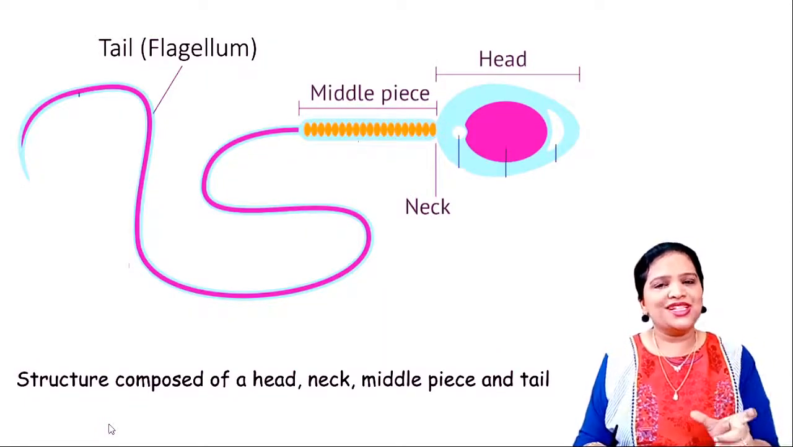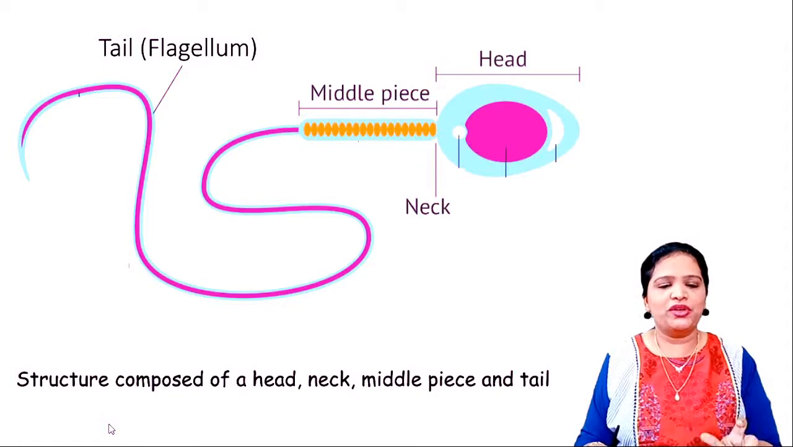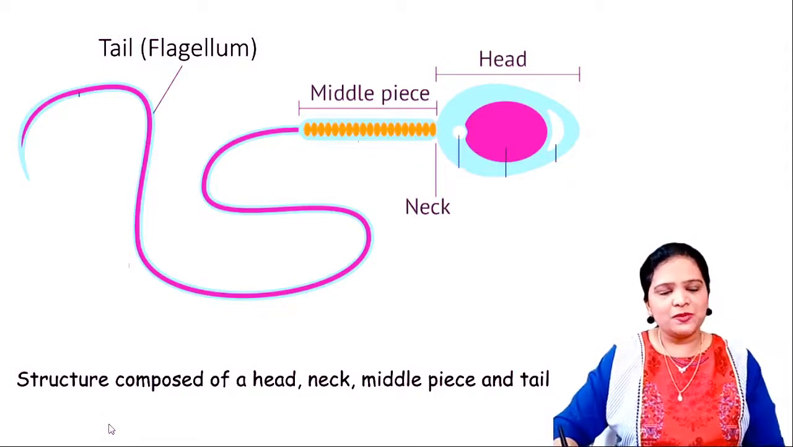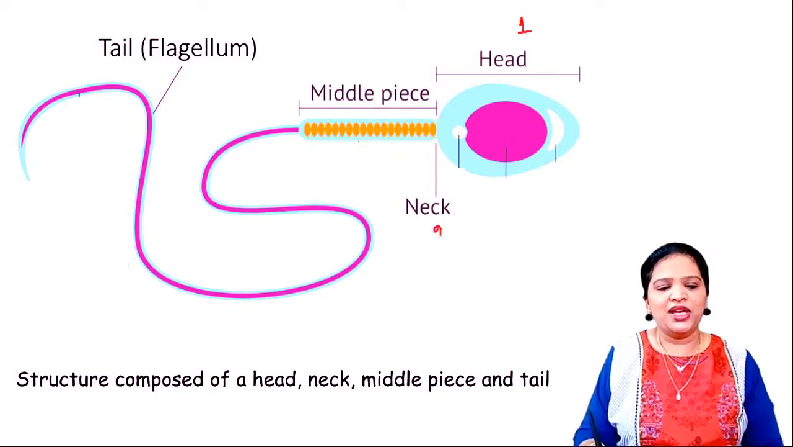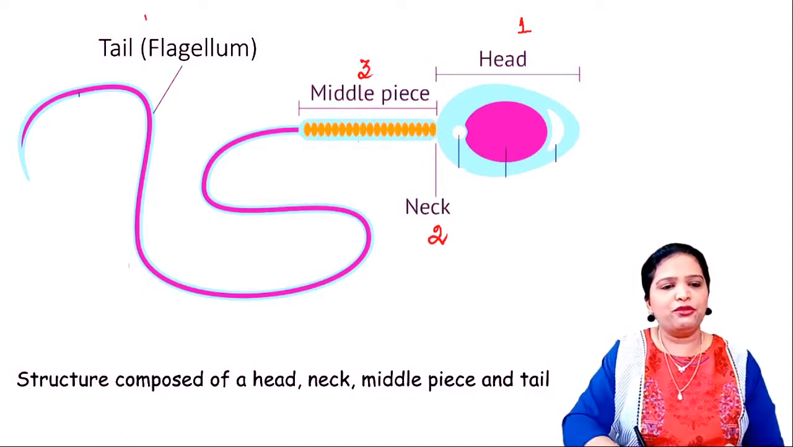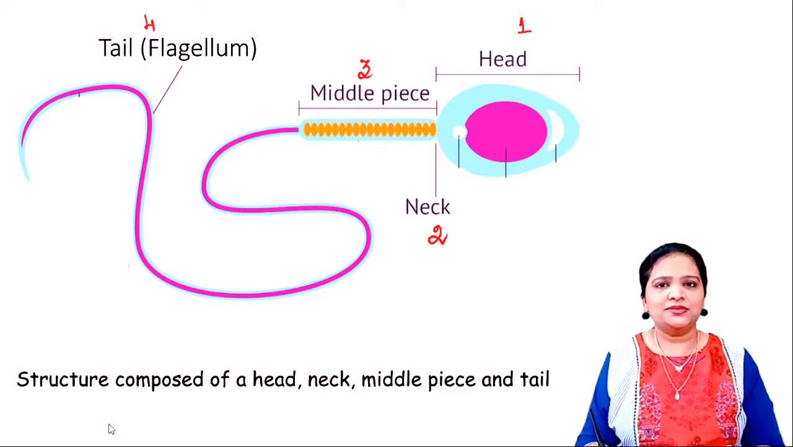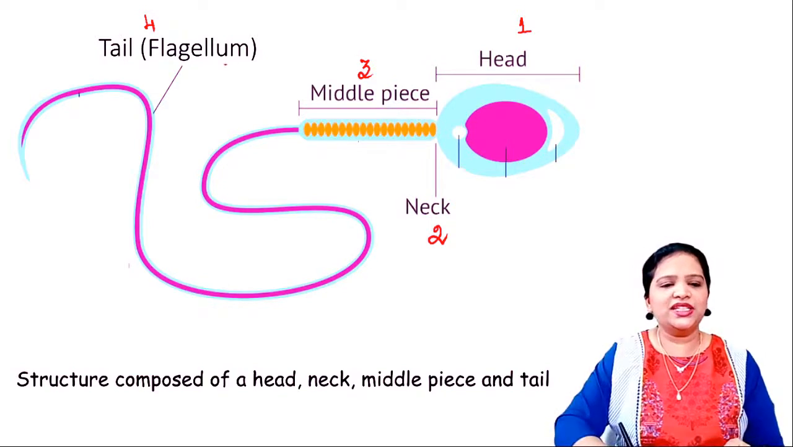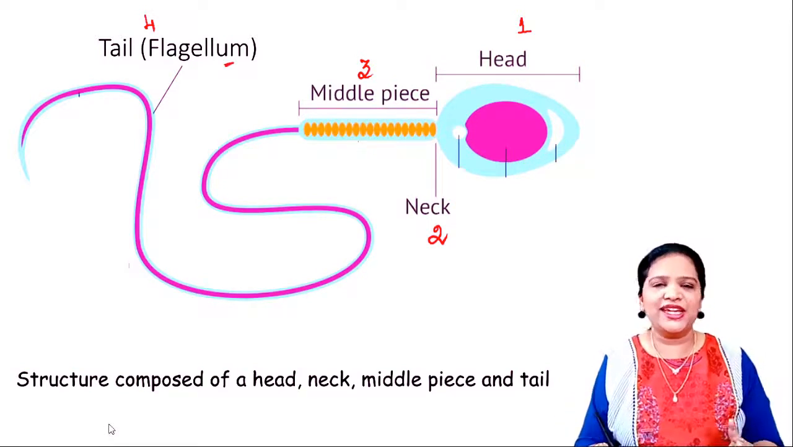This is the basic structure of a sperm cell. A sperm cell has four main parts. The first part is called the head. The second is the neck. The third is the middle piece. And the fourth is the tail. Usually the words tail and flagellum are interchangeable.